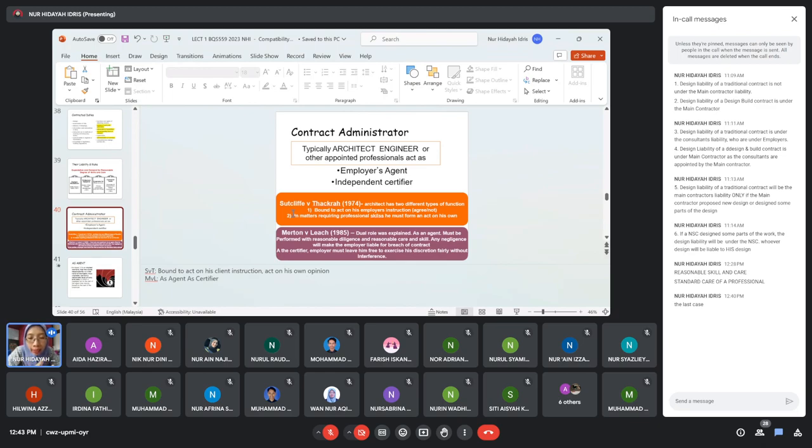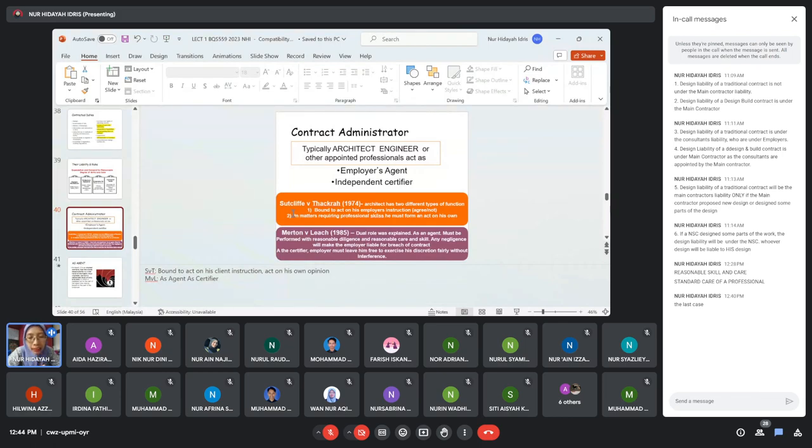So basically, what happened is that architect tadi ni, semasa dia sign interim certificate tadi, dia act as apa? Employer's agent ataupun dia act as professional punya skill? Independent ke? Professional. Yes, sebab bila dia pergi site, bila dia discuss dengan QS, berapa percentage, katakanlah you kena bayar 50% progress daripada work done on site. You kena bayar 50% sebab contractor dah buat kerja 50%.